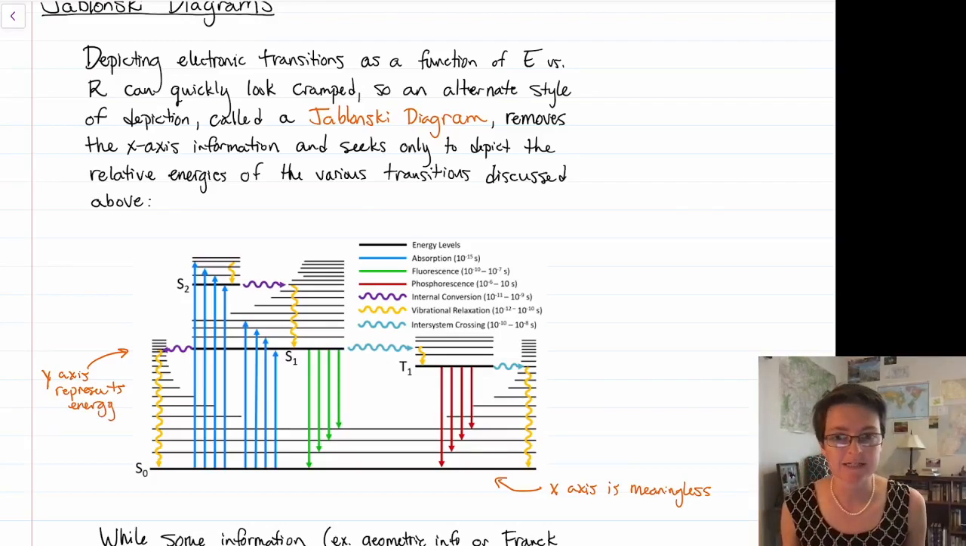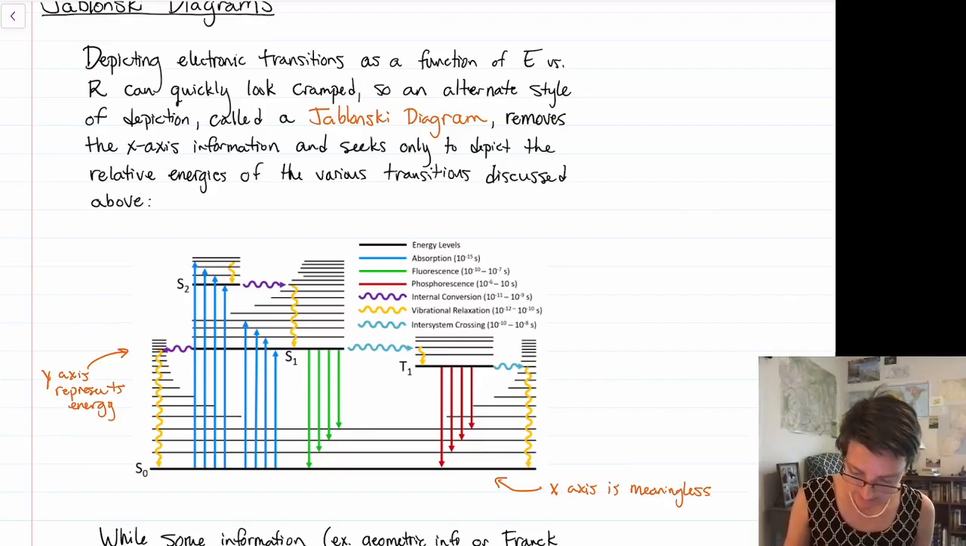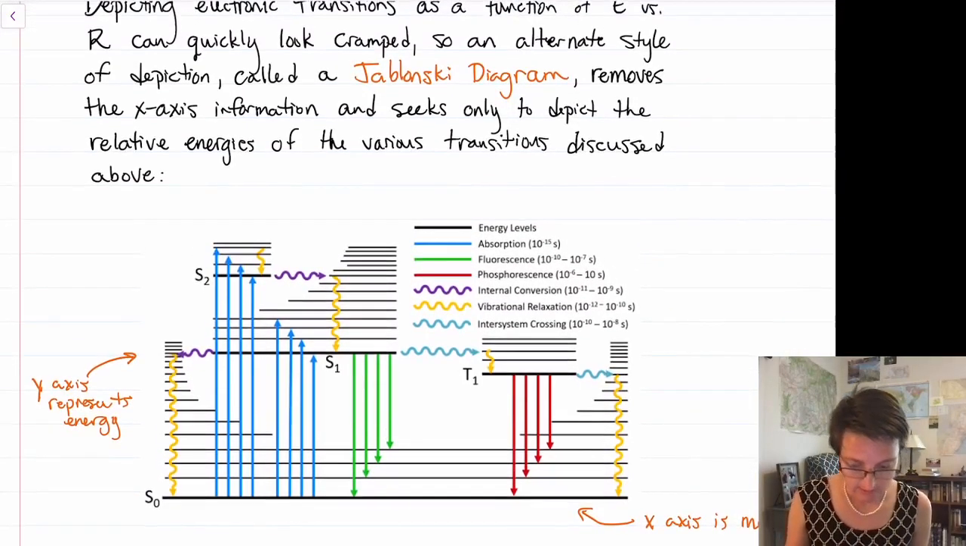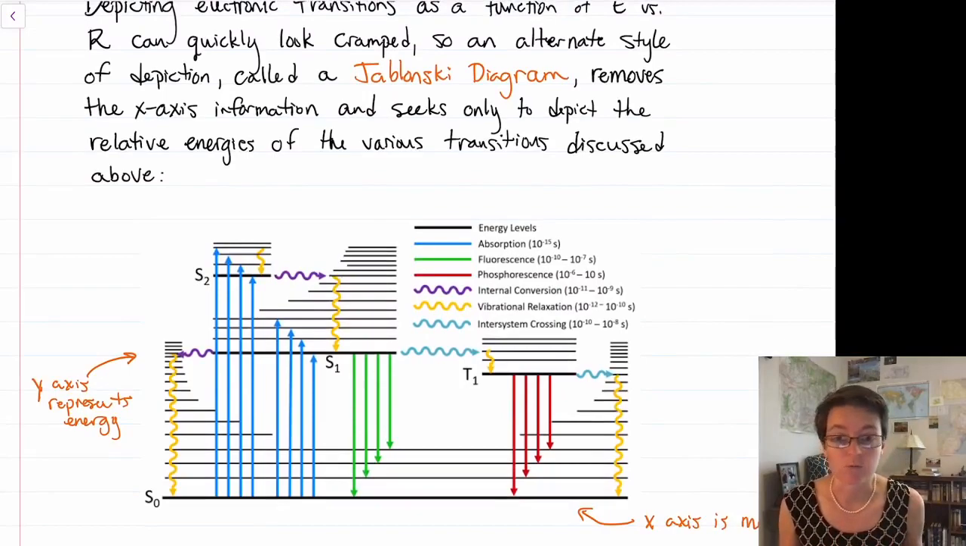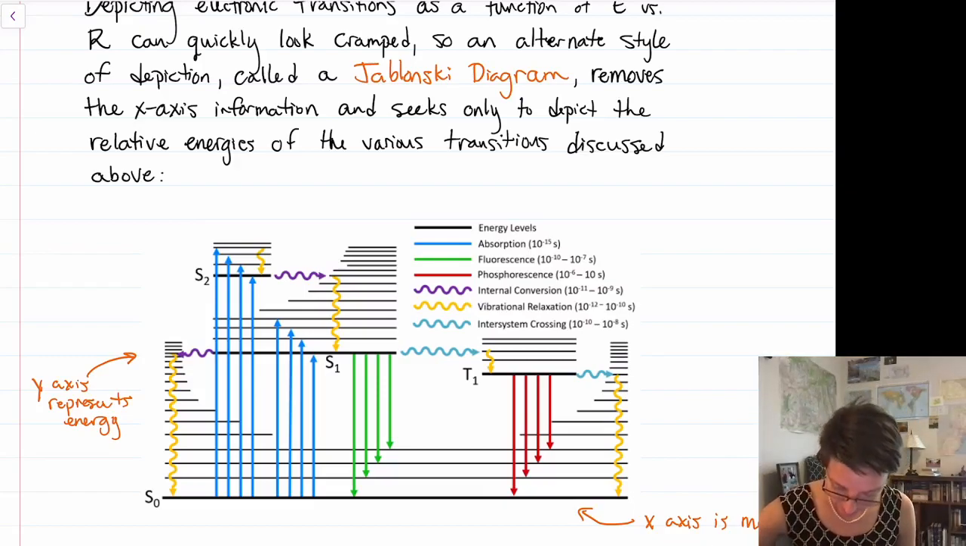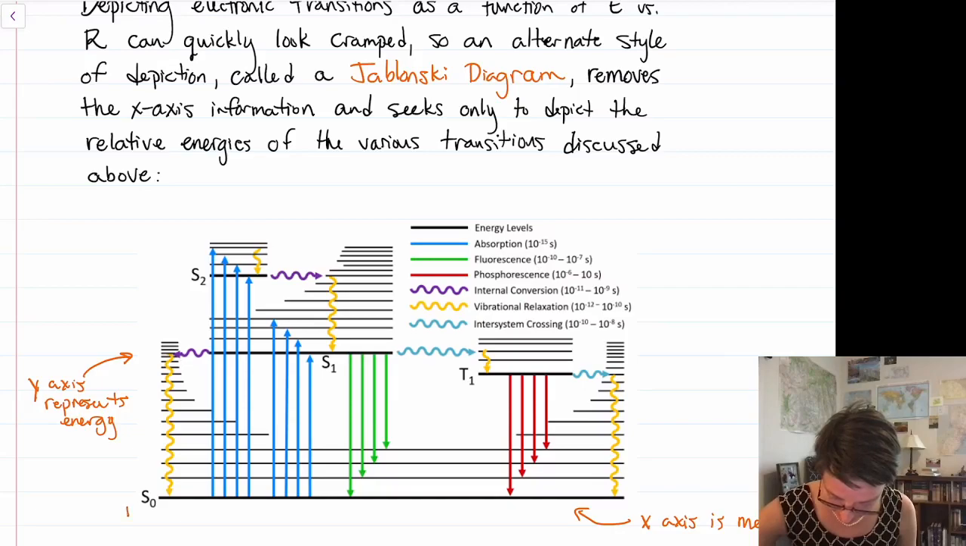In using a Jablonski diagram, hopefully you can see that all the types of transitions that we just discussed can be present simultaneously on one diagram. Not to show the process of what is happening to the molecule, but to show what could happen to the molecule. And so you see on a Jablonski diagram that we'll use notation S and T to represent singlet and triplet states.